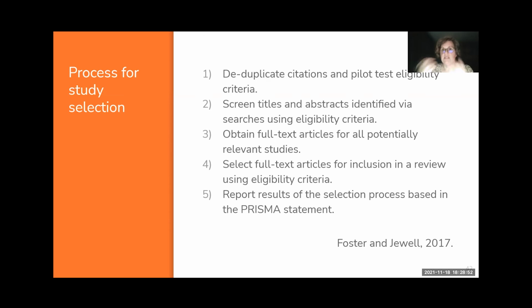You screen these abstracts first, and usually it's done by two people independently, to remove bias as much as possible. After that first step is done, you will have a list, hopefully a lot smaller, of articles to read and to screen. Full text screening is basically you read the article and you decide, yes or no, we want to include this paper in our review.